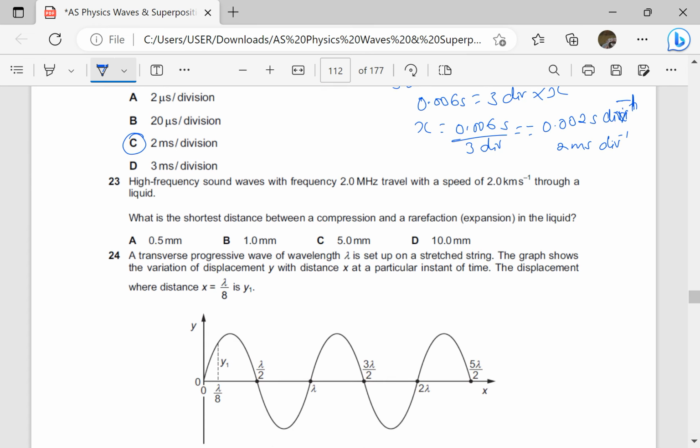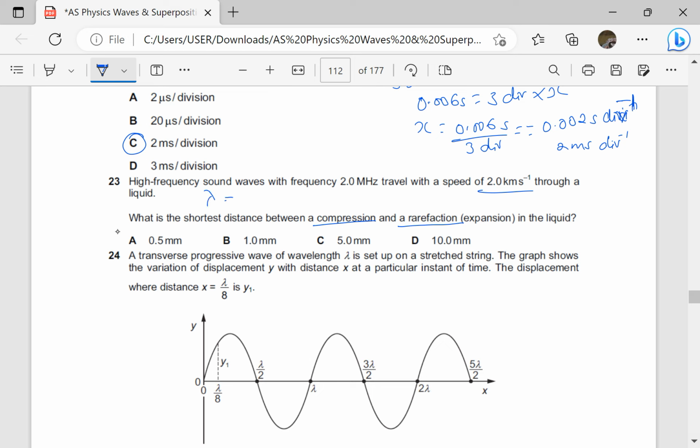High frequency sound waves with the frequency 2 megahertz travel with a speed of 2 kilometers per second through a liquid. What is the shortest distance between a compression and a rarefaction? Remember, distance between two successive compressions is going to be wavelength. Distance between two successive rarefactions is wavelength. Therefore, distance between one compression and the next rarefaction is half wavelength.